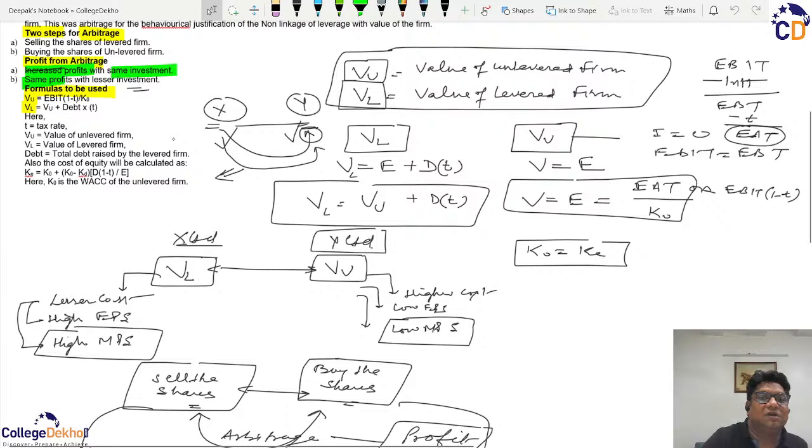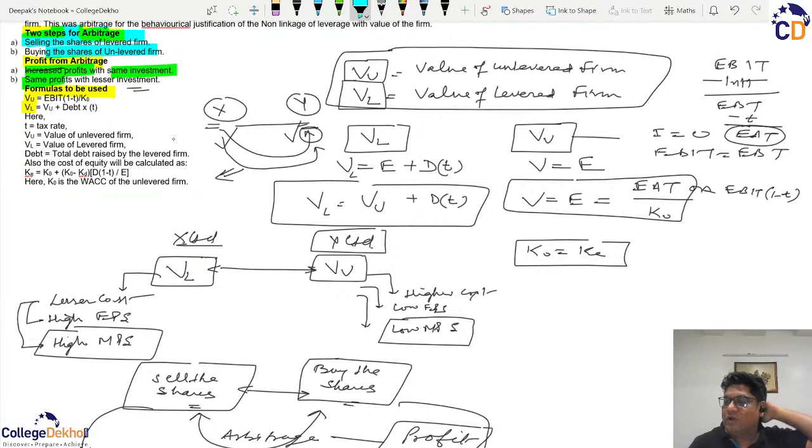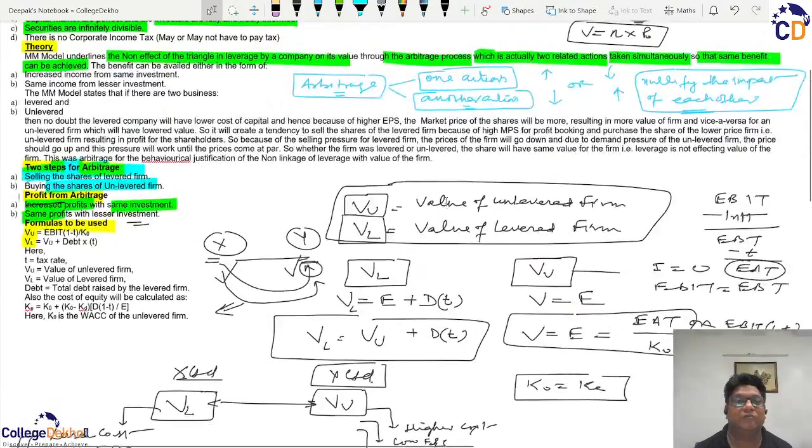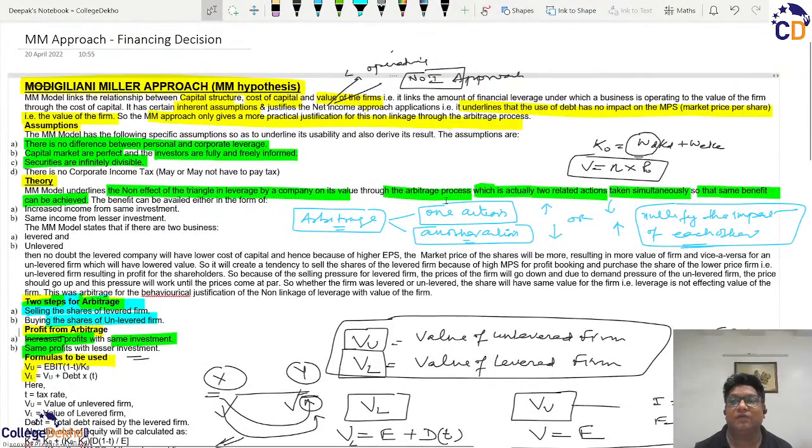And again, if I just underline it, what I told about the leverage is that you sell the shares of the levered firm and you buy the shares of the unlevered firm, and those are the two steps of the arbitrage. As we have discussed, arbitrage is a combination of two actions which nullify the impact of each other in a contrasting manner. So I hope this session was of help to you, and I believe that we have discussed almost all theories which justify the impact of the relationship between the leverage and the value of the firm.